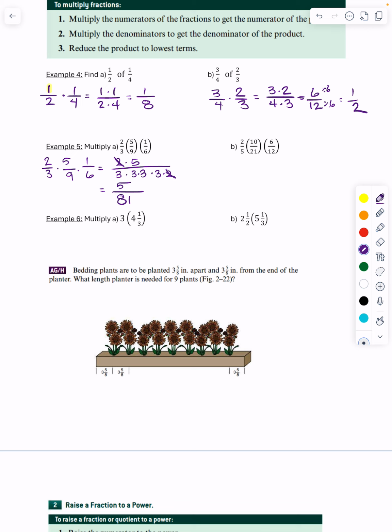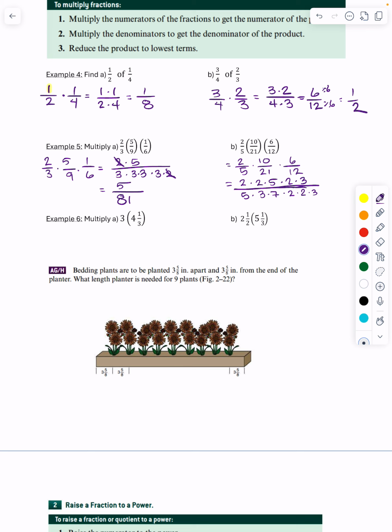Since I did not have anything else that I could have canceled, when I multiply it, I won't be able to cancel anything in my final answer. So I got 2 times 5 times 10 over 21 times 6 over 12. Again, as I multiply, I am going to write out the pieces wherever I can. There's my 2. 10 I'm rewriting as 2 times 5. The 6 I've got is 2 times 3. I've got 21 is 3 times 7. 12 I'm going to write as 2 times 2 times 3.